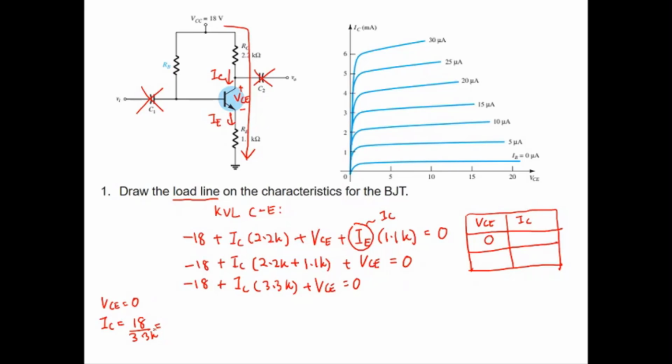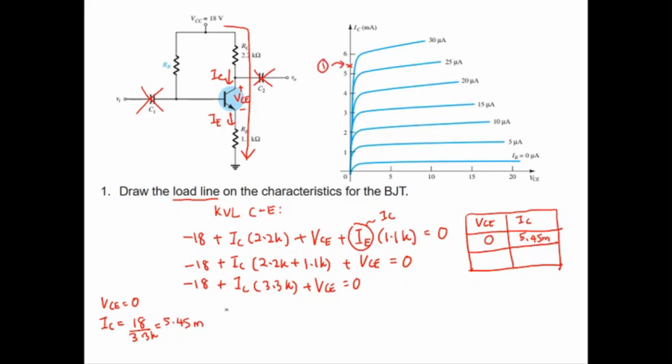So calculate this one. 18 over 3.3K is 5.45 milliampere. So the first point is 5.45 milliampere. The first point should be around here. So this is the first point.